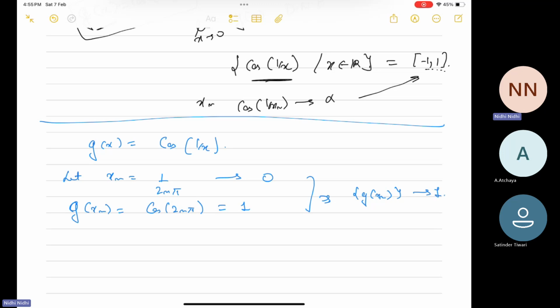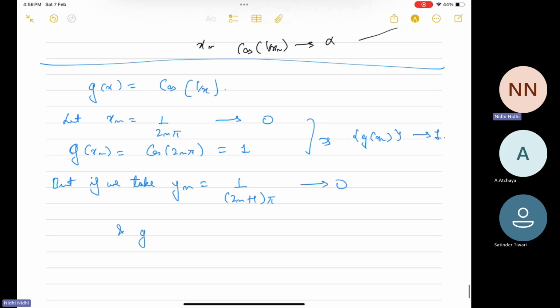But again, if I take another sequence yn to be 1/((2n+1) pi), again this converges to 0. And what is g(yn)? g(yn) will be cos(2n pi + pi). This will always be -1. That gives us that g(yn) converges to -1.